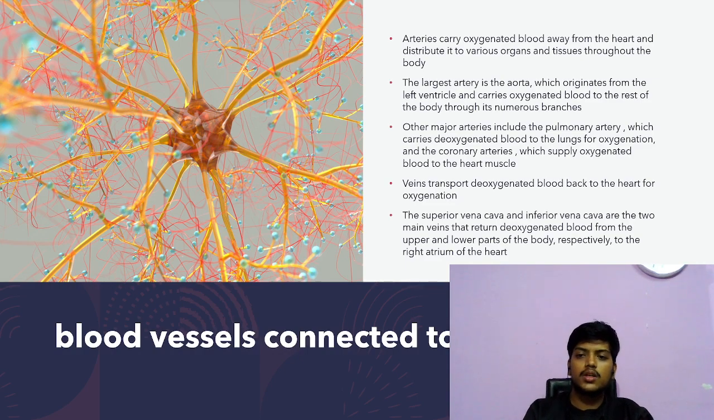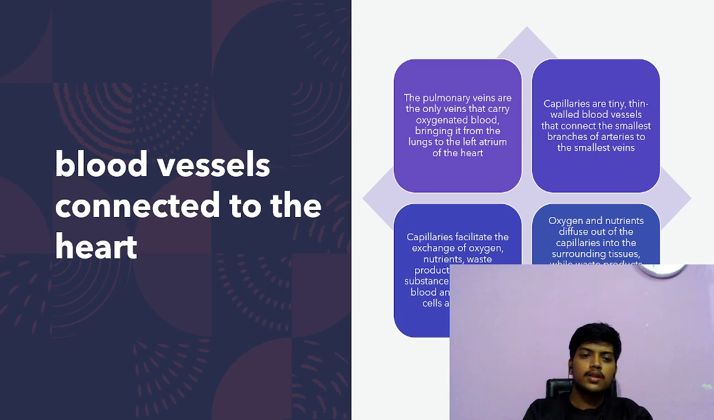Veins transport deoxygenated blood back to the heart for oxygenation. The superior vena cava and the inferior vena cava are the two main veins that return deoxygenated blood from the upper and lower parts of the body, respectively, to the right atrium of the heart. So the next one is blood vessels connected to the heart. The pulmonary veins are the only veins that carry oxygenated blood, bringing it from the lungs to the left atrium of the heart.